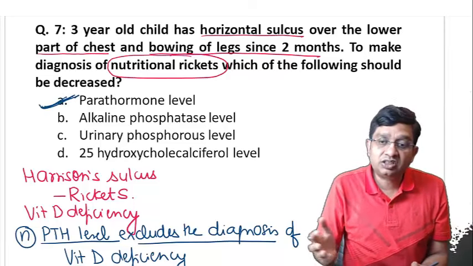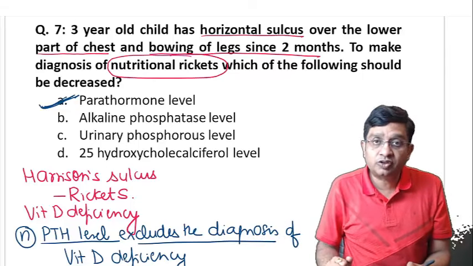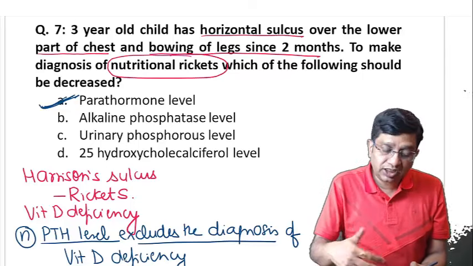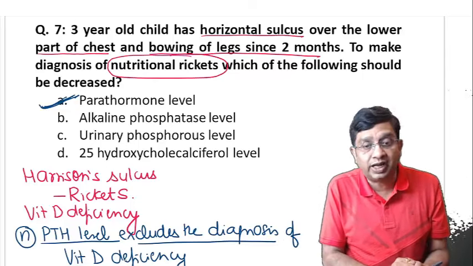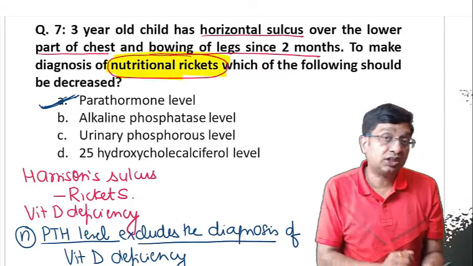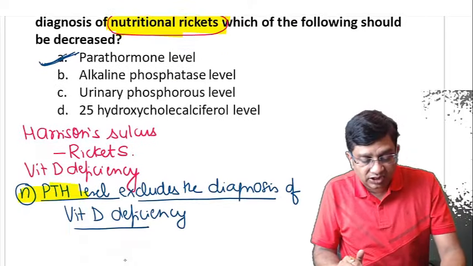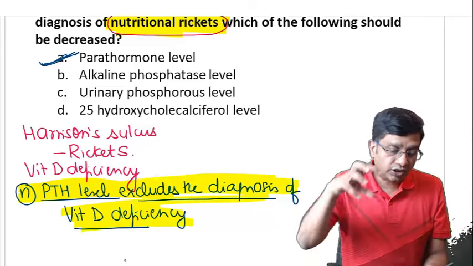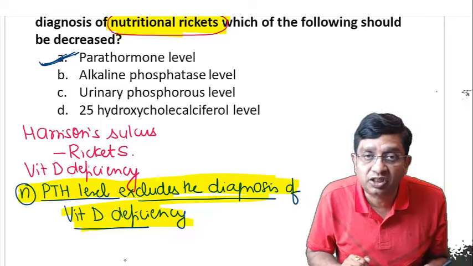Alkaline phosphatase is increased even in hypophosphatemic rickets. Urine phosphorus levels are decreased in hypophosphatemic rickets also, and they can be decreased in chronic renal failure also. So therefore that does not make a diagnosis. To make the diagnosis of nutritional rickets, out of the choices given, always remember it is the PTH level, and a normal PTH level excludes vitamin D deficiency. So if you get a question of rickets and you are given a normal PTH level, it is not vitamin D deficiency.